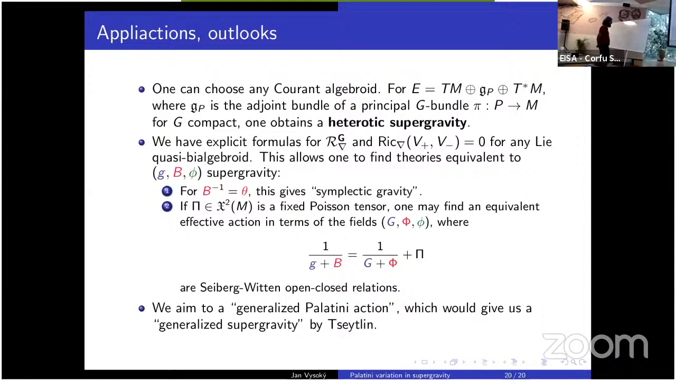Okay, and so what are the benefits of this description? So you can ask, okay, so what? So you proved that your theorem was working, and what? And the good thing is that you can choose any Courant algebroid to do these things. So for example, if you choose Tm plus T star m plus an additional piece, where Gp is the adjoint bundle of some principal G bundle over M, where G is a compact Lie group, you obtain something which is called heterotic supergravity. So simply plug in and use some convenient parameterization of the generalized metric, and this gives you heterotic supergravity.